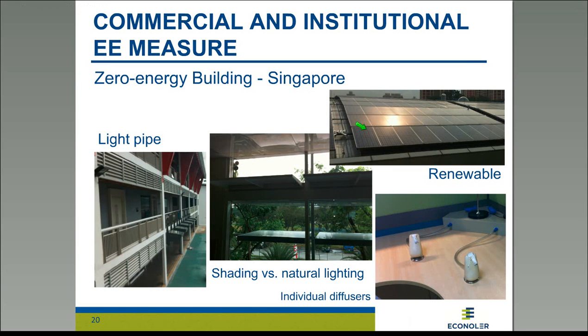There's integration of renewables on the roof, and this one is maybe more debatable, but that was an experiment of using very small diffusers. So each workspace has its own control for ventilation, so they can increase or reduce the ventilation, a little bit like what we find in airplanes.